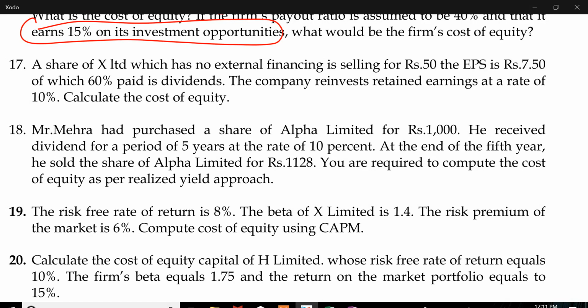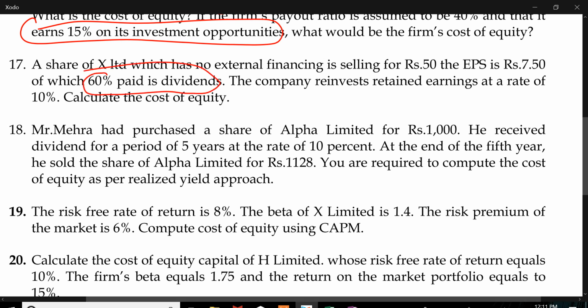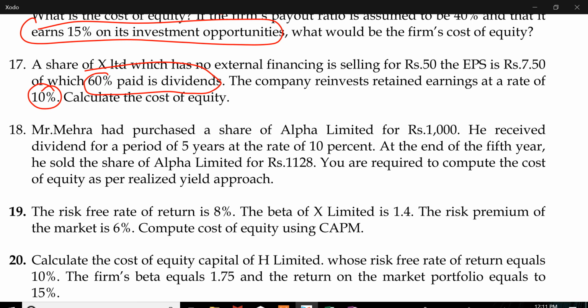The EPS is 7.5, of which dividend is how much? 60%. So the company is paying dividend. It reinvests its earnings at the rate of 10%. So that is technically called IRR/ROE. Let's first calculate the growth rate and dividend. Working note 1, calculation of growth rate.